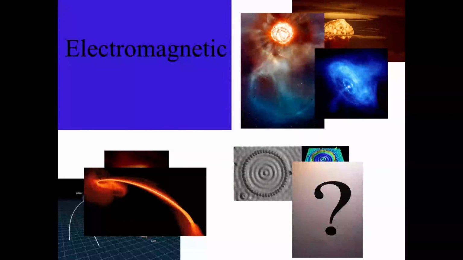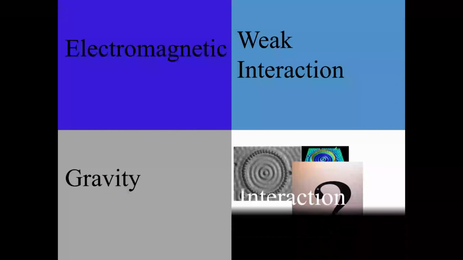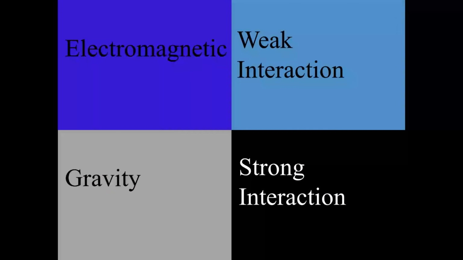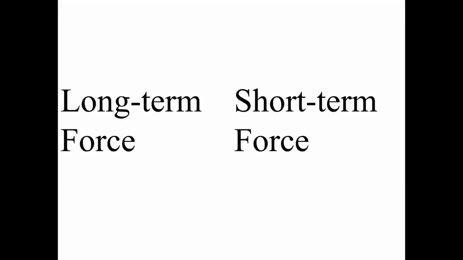Back to our PPT. All images above can be analyzed into four groups: the electromagnetic interaction, weak interaction, gravity, and strong interaction. These are the four elementary forces that sustain our universe. From left to right, they can also be grouped into two, the long-range force and short-range force.